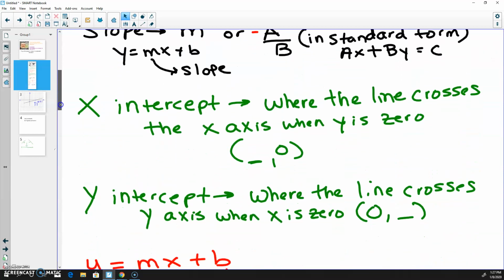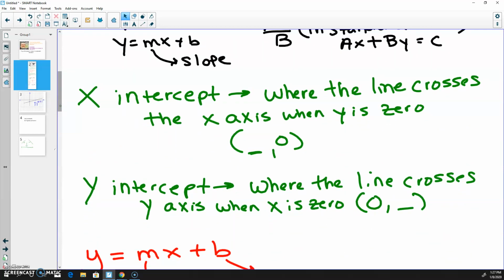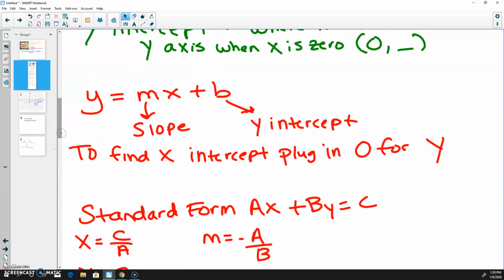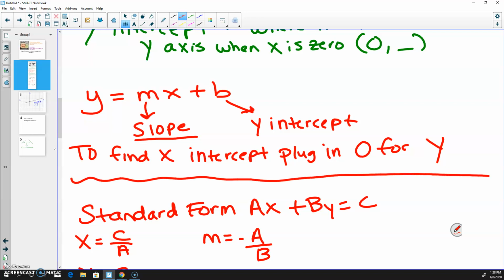Okay, x-intercept. We're looking for where it crosses the x-axis. So y would be 0 and x would be whatever number it crosses. If it's wanting the y-intercept, x would be 0 and y would be where it crosses the y-axis. Right here, m is your slope. b is the y-intercept, where it crosses the y-axis. And to find x, we're going to plug in 0 for y. We're going to do examples of these in just a second.